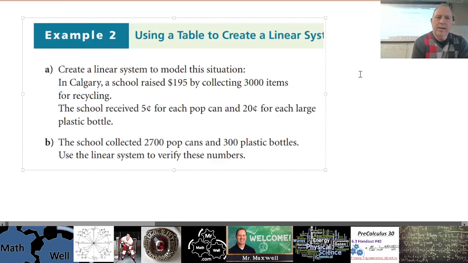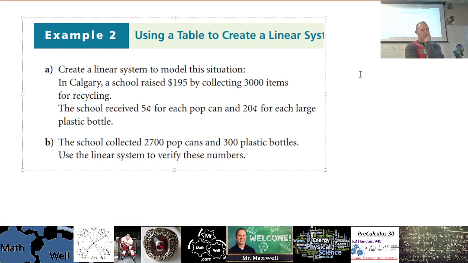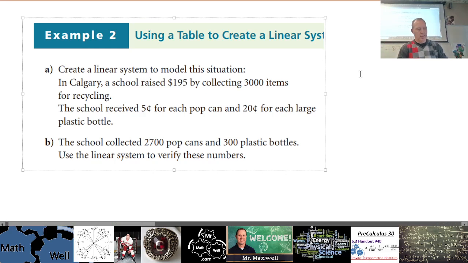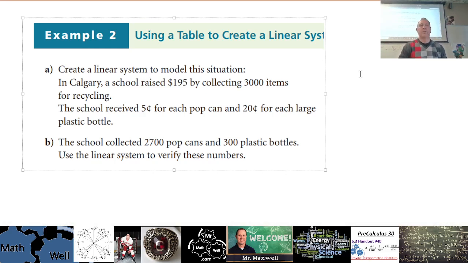Okay, so our third example here, this is example 2 in your textbook. It's on page 398 in your Foundations and Pre-Calculus Mathematics 10 by Pearson Publishers. So page 398, it says this. Create a linear system to model this situation. That's what we're going to focus on here. And then we'll talk about maybe solving it next. So create a linear system.